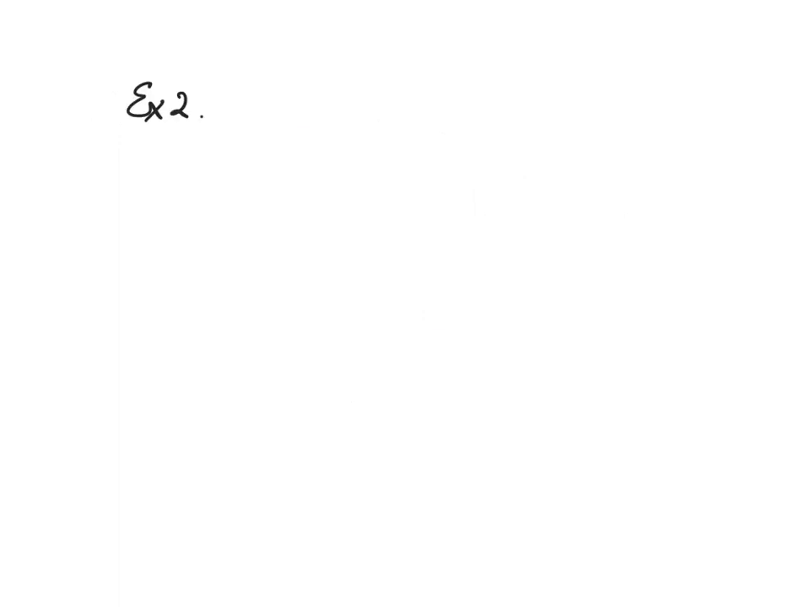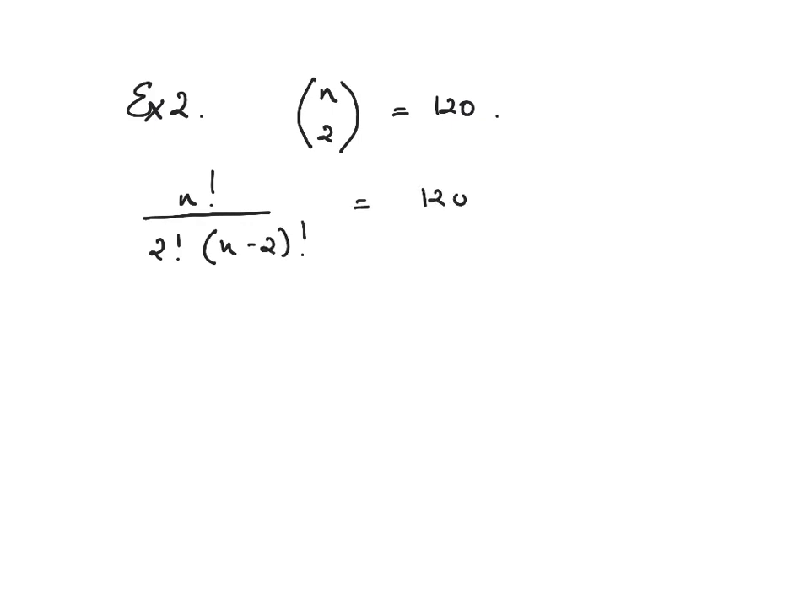Example 2. What about a problem of this sort taken from the textbook? So we've got n choose 2 equals 120. We want to find the value of n. Well, we know the formula. So n choose 2 can be written as n factorial over 2 factorial, n minus 2 factorial. Now, n factorial, that's n times n minus 1 times n minus 2 factorial, but let me just explain what's going on here. So I'll continue this for a few terms.